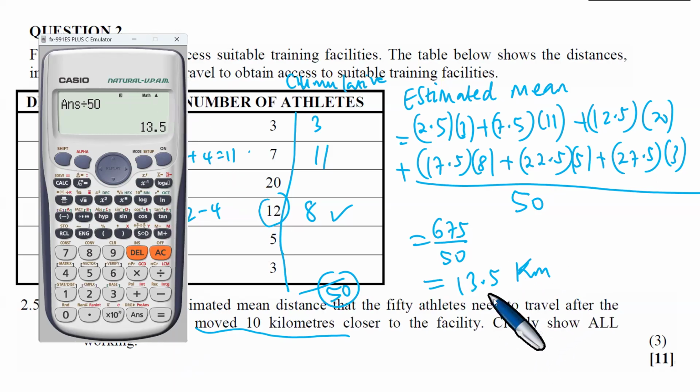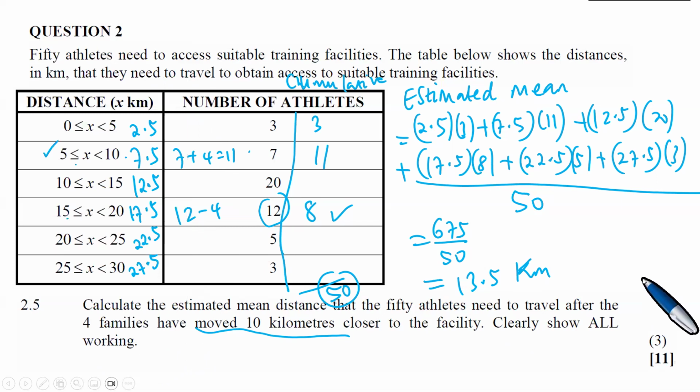So the distance becomes exactly 13.5 kilometers there. So this is the estimated mean distance. Where's the question about it?